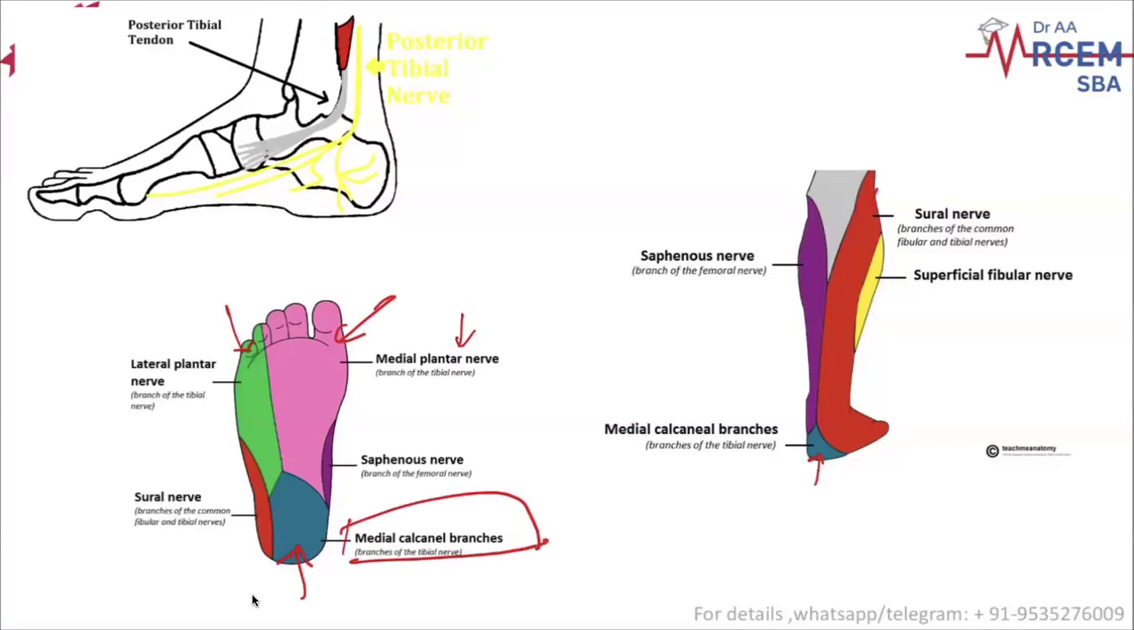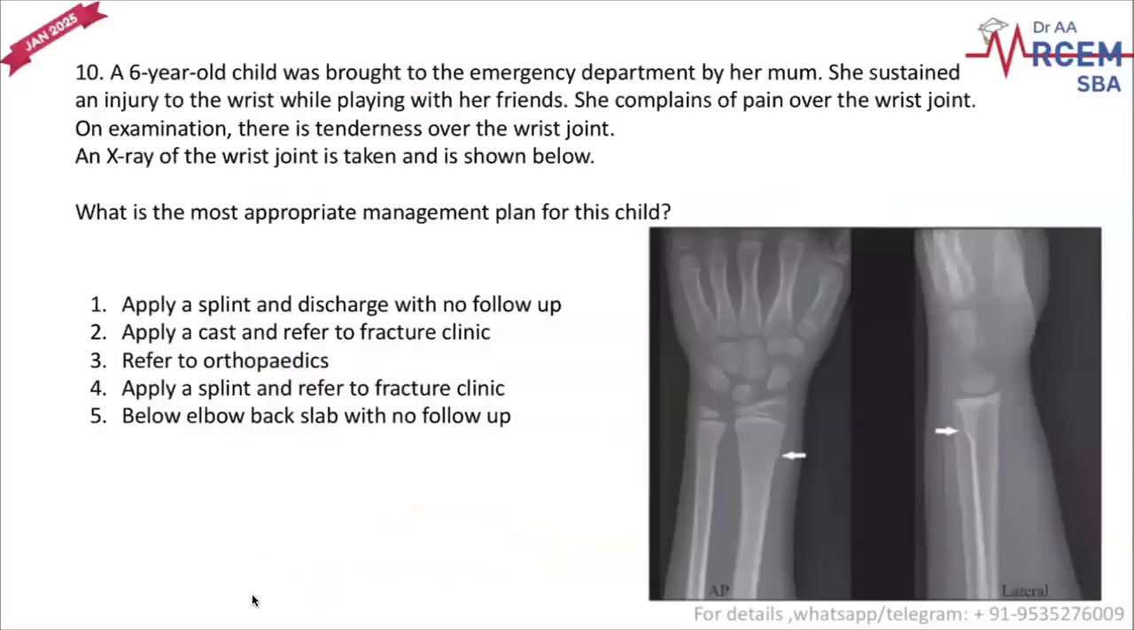Sural nerve almost supplies the lateral part from the knee up to the little toe. Saphenous nerve supplies from just below the knee. It supplies the medial part up to the medial malleolus. What you need to remember, it is also important. Not tested, but can appear in the exam.